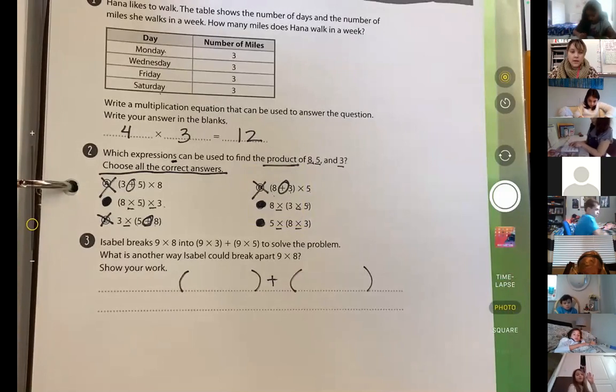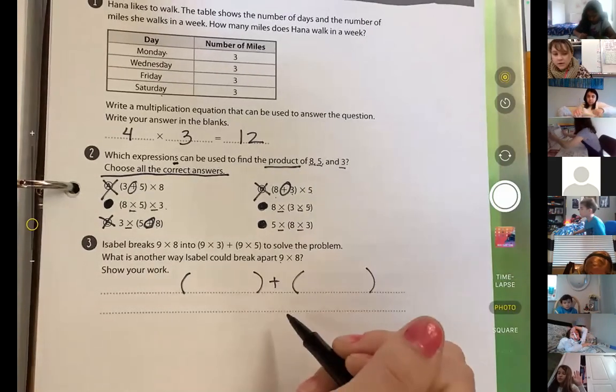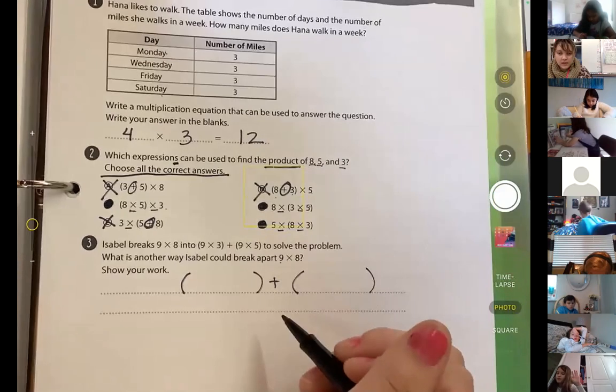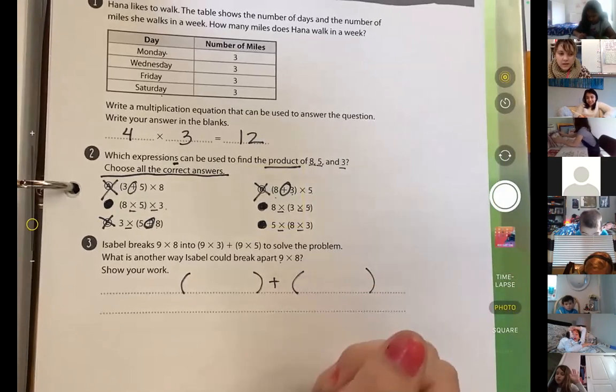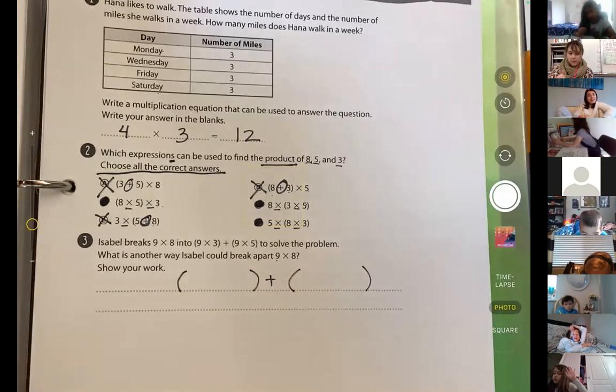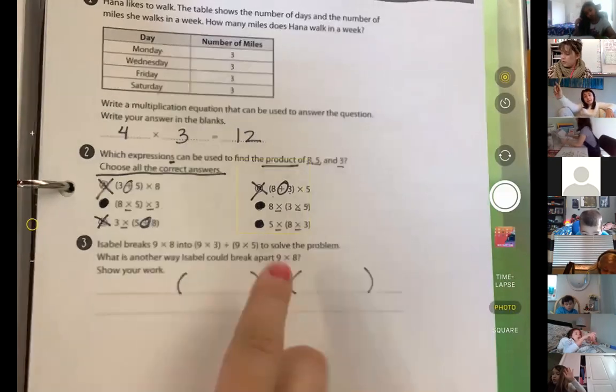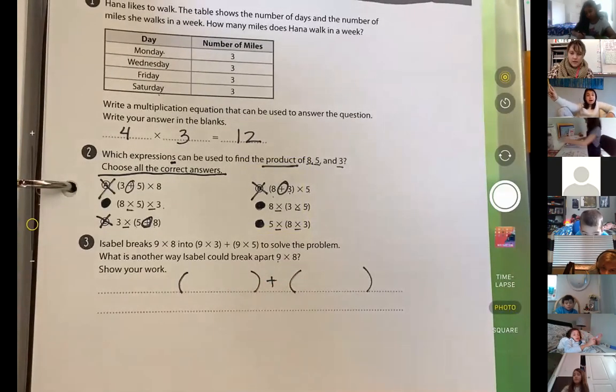You can choose to either break apart the 9 and keep the 8 the same, or break apart the 8 and keep the 9 the same. Okay, I want you guys to write one. So don't share an answer yet, so keep your hands down. You're writing one. Everyone write one. If you're not sure, you can wait till we come back to it, but I'm going to give you guys a minute to come up with one.